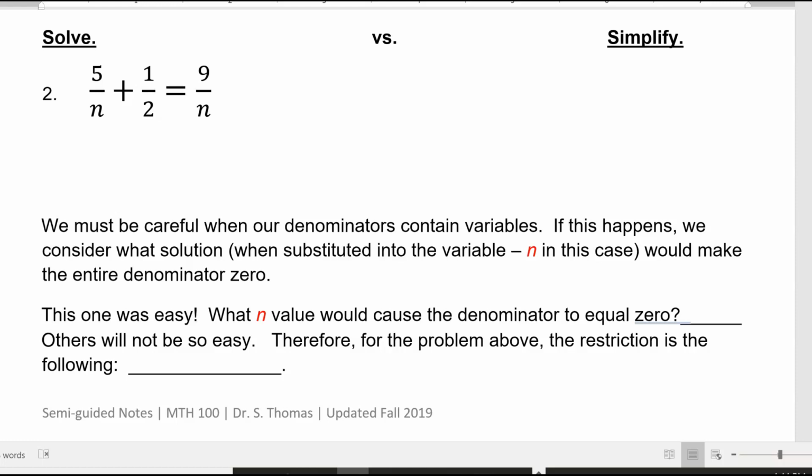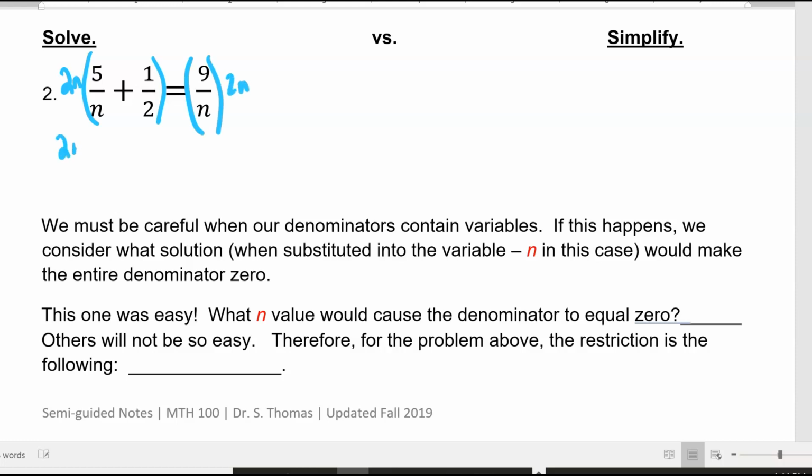So we determine what the LCD is. And notice here we have n and we have 2. So our LCD is 2n. 2 times n is 2n. So we're going to multiply both sides by 2n.